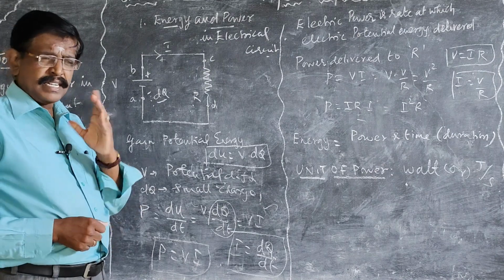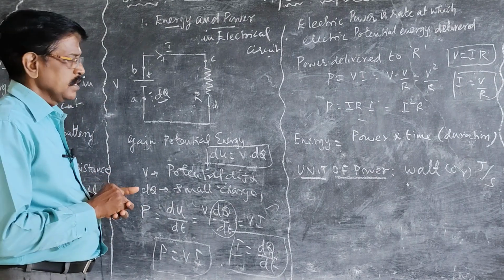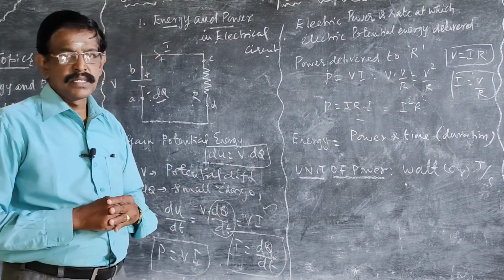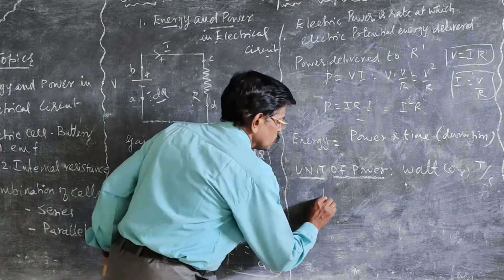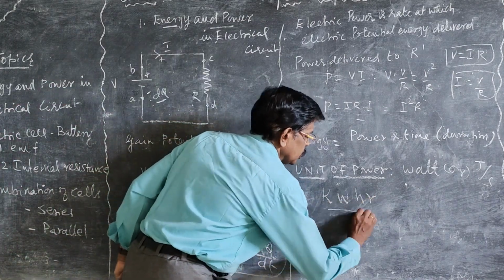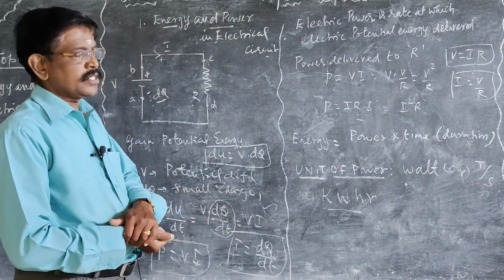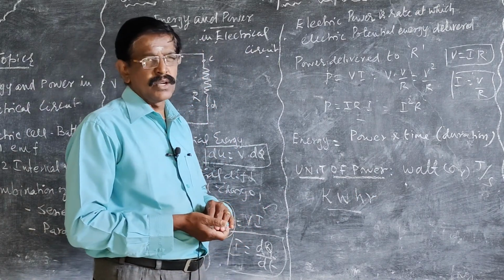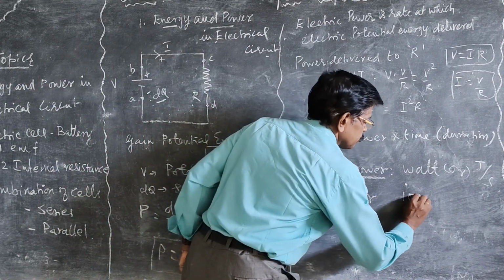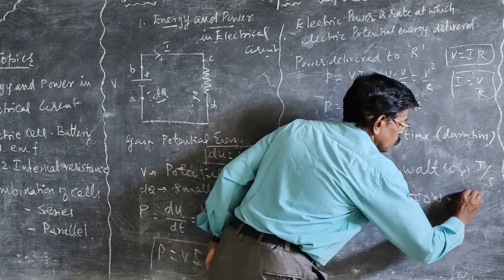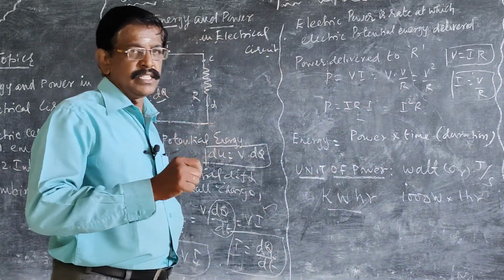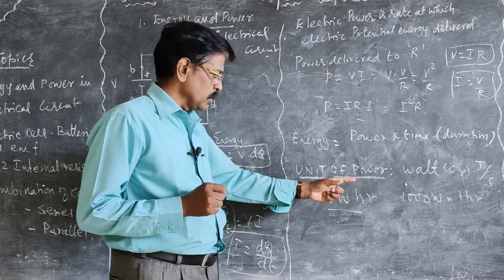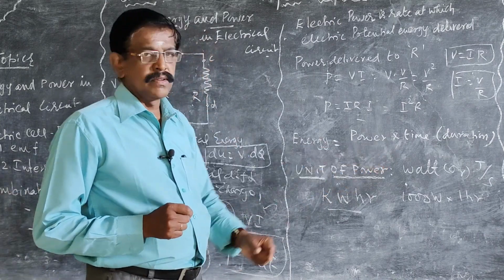But commercially, energy is what? This joules, isn't it? So we are using this kilowatt hour. The commercial unit, commercially we are using this kilowatt hour. What is kilowatt hour? Kilo means 1000 watts consumed in 1 hour. The electrical energy consumption is denoted by this larger value, kilowatt hour, the 1000 watts in 1 hour.